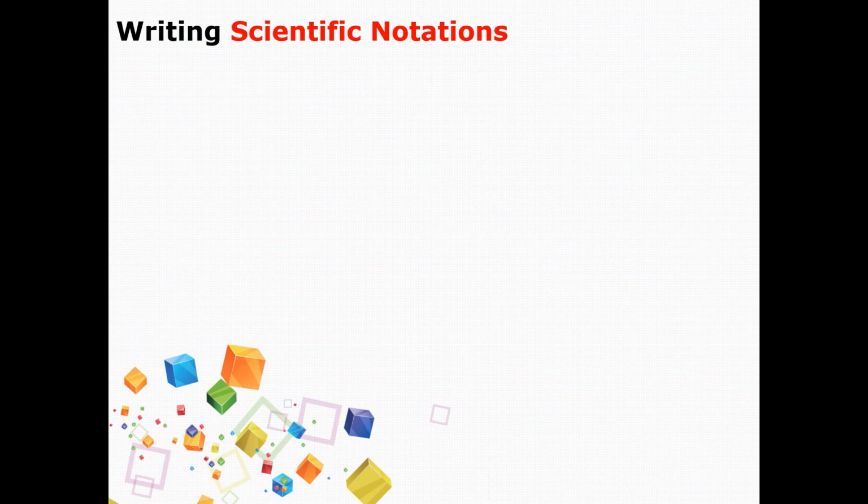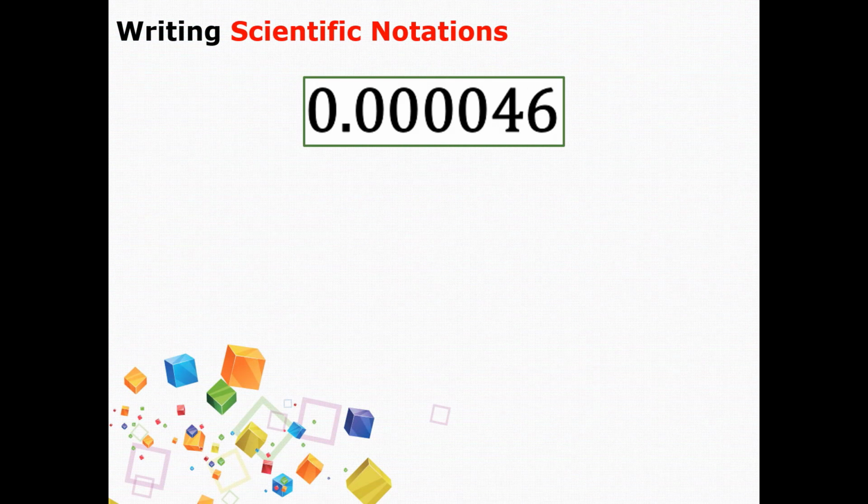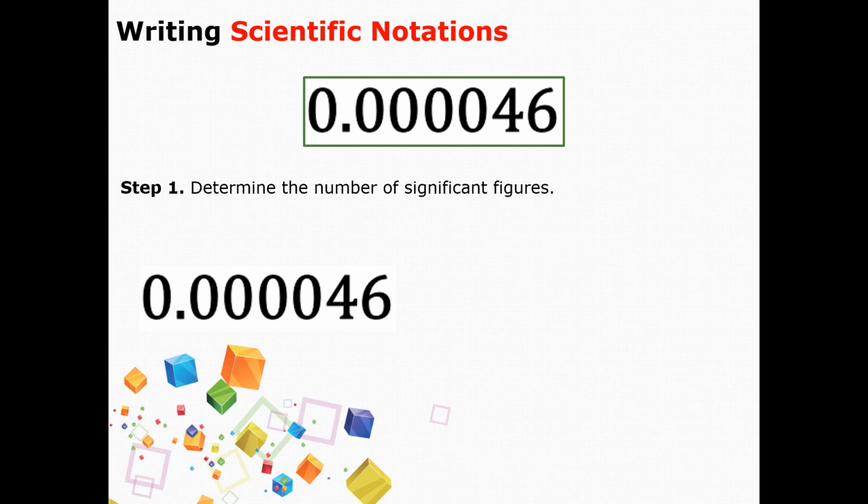Let's consider another example. Same processes will be followed. Number 1, we need to determine the number of significant figures. Take note that the leading zeros are non-significant. In short, we only have 2 significant figures.